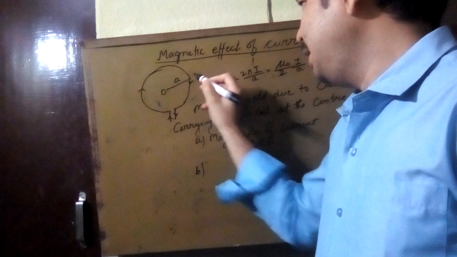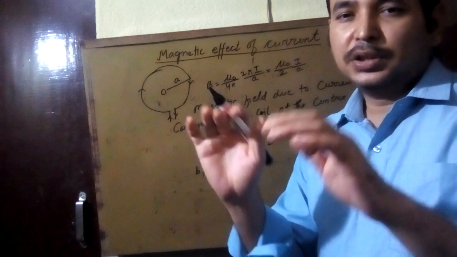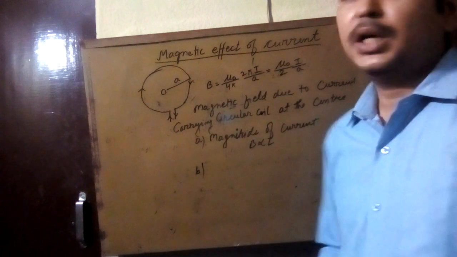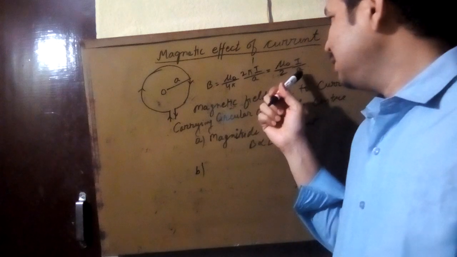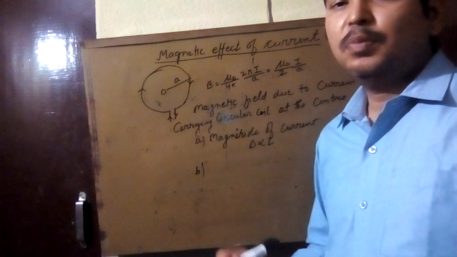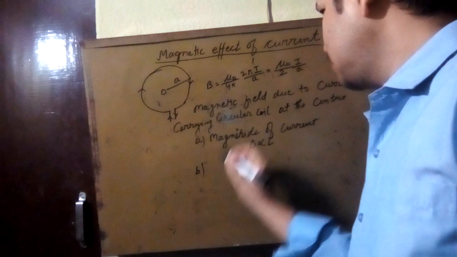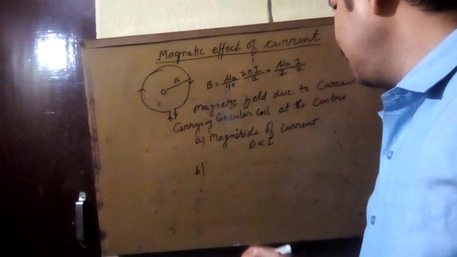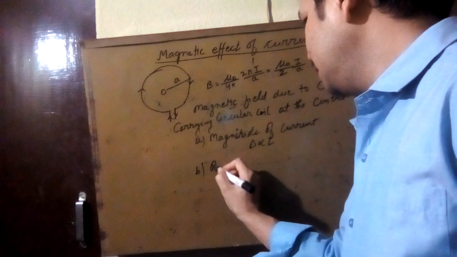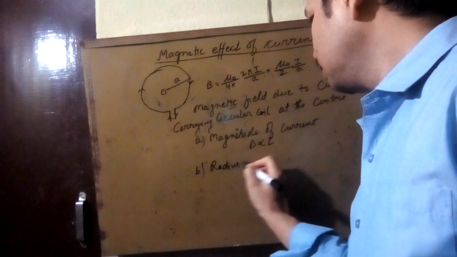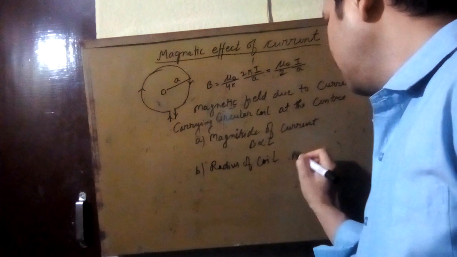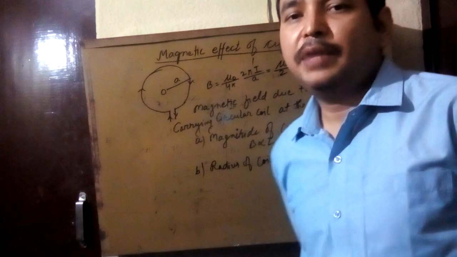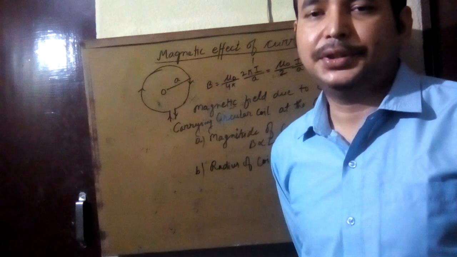Next, this radius. If you increase the radius of the circular coil by 2 times, the magnetic field becomes half. If you decrease the radius by half, the magnetic field becomes 2 times, inversely proportional. So the second factor affecting the magnitude of magnetic field at the center of the circular coil carrying current is the radius of the coil. How does it depend? Inversely proportional to the radius. If you increase the radius of the coil, then the magnitude of magnetic field will decrease.